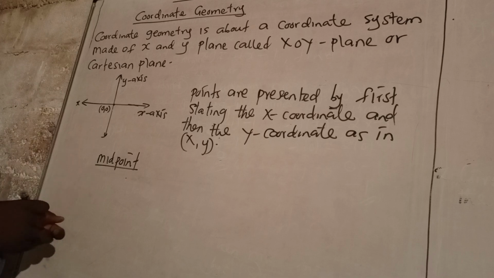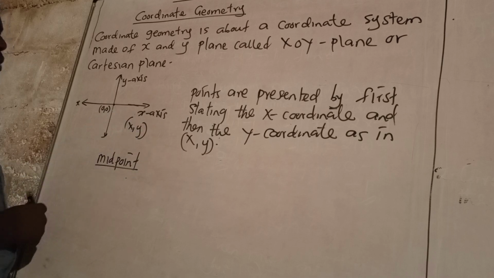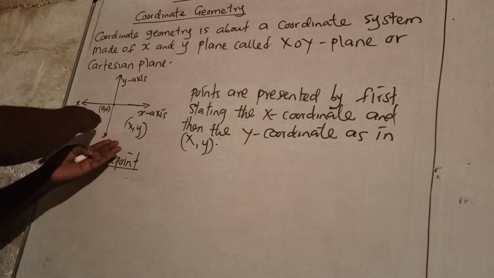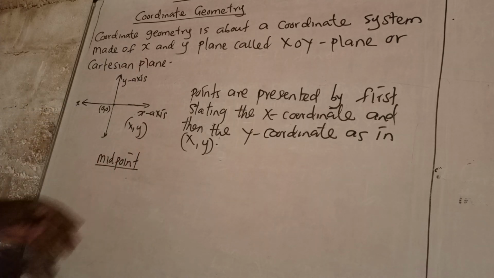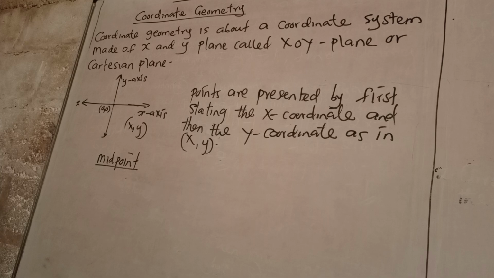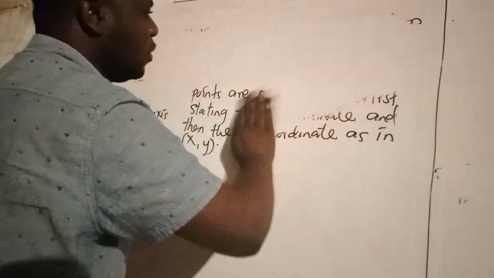The points are represented by first stating the x coordinate, so we can say (x, y). First you need to state the x coordinate, then you state the y coordinate, as (x, y). The first part that I'm supposed to do is the midpoint, so I will come up with the formula for the midpoint.